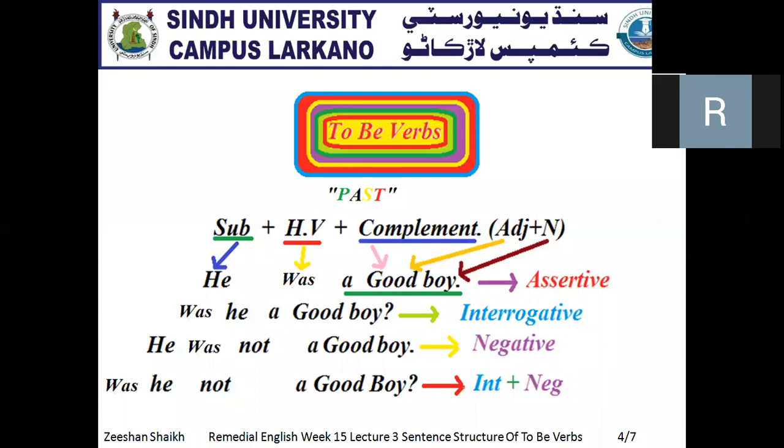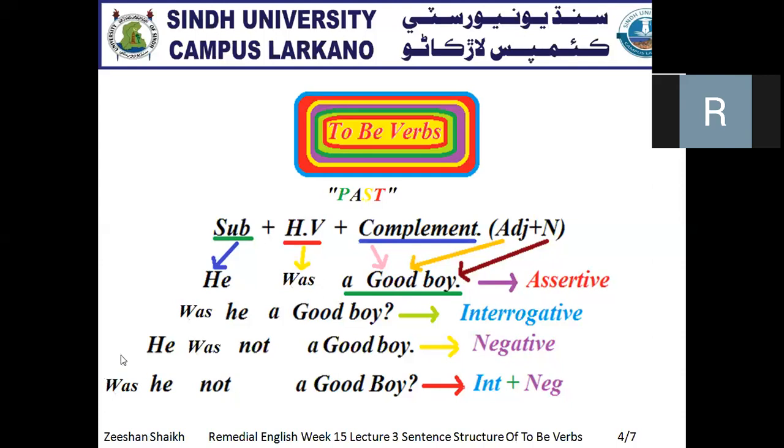Now what is this? Before this, I told you "he is", which becomes present. But right now this helping verb is "was". This was is basically your past to be verb, so it becomes past tense. He was a good boy means in the past time, he was a good boy. Now that becomes the assertive sentence.